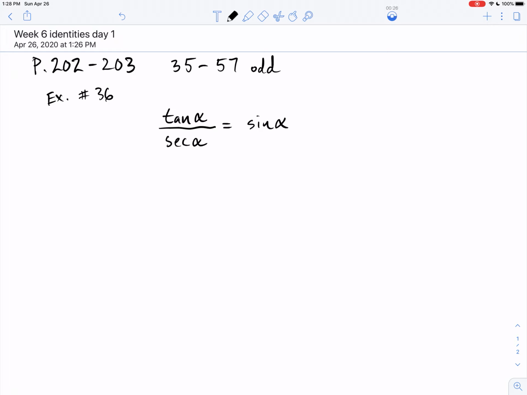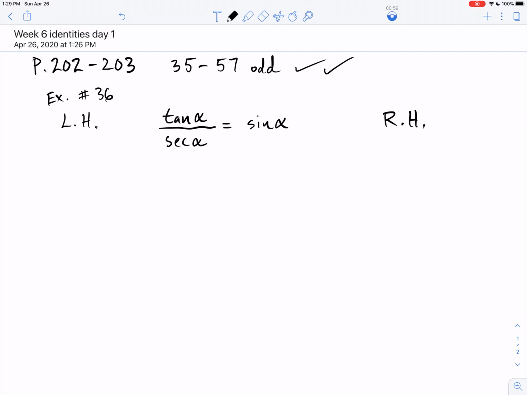You'll notice these are the ones that I want you guys to do. Try 35 to 57 odd. So, here we go. One of the hints is, and this is all from that brown box on the other page, it says work on the more complicated side to get the easier side. Well, the right-hand side, this is called the right hand, or RH. This is called the left hand. The left-hand side is more complicated, so I'm going to start there.